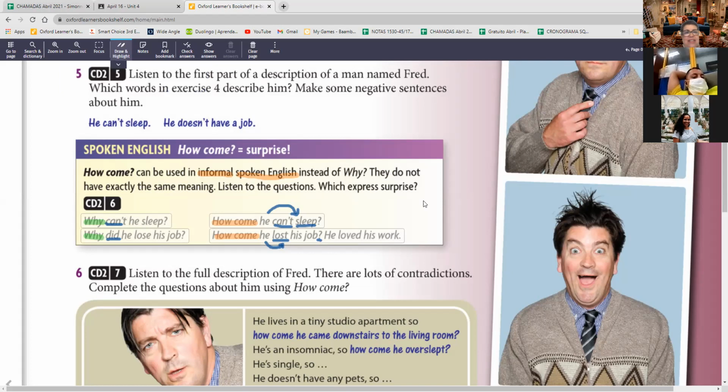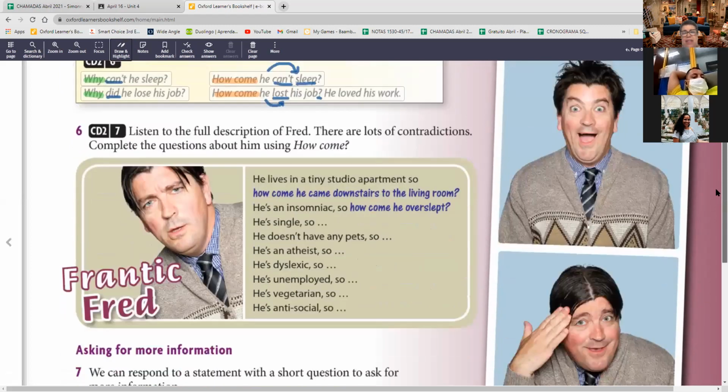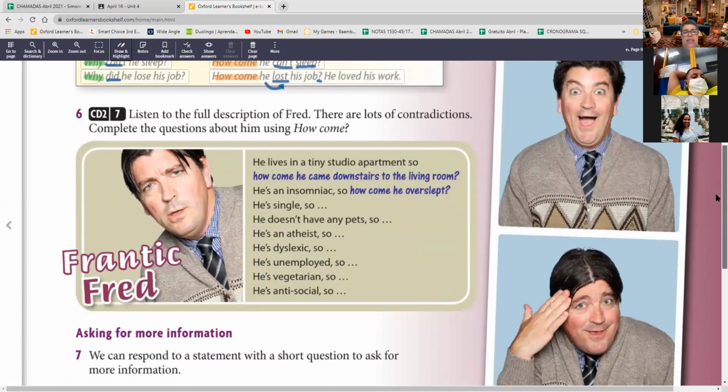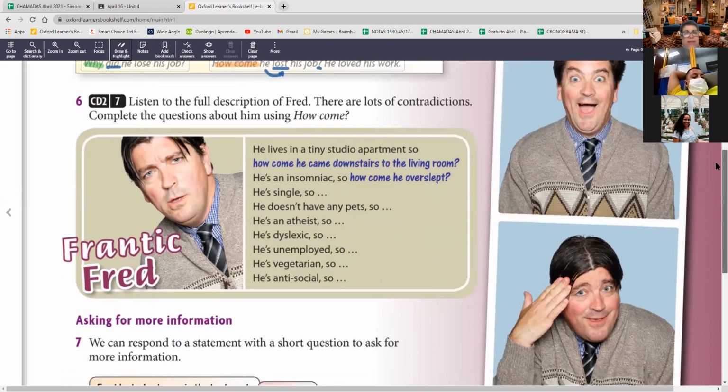All right. Okay. Now let's see there. We're going to practice that a little bit more. Okay, I'm going to send some exercises for you to do using how come and using why. Okay, so you can practice. The best way to really understand this and use it more confidently is when you do exercises. So let's see the next one.